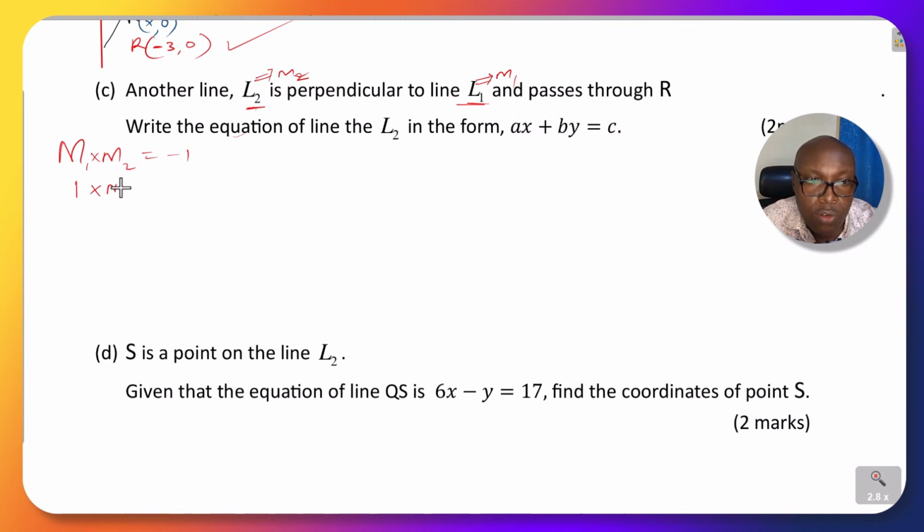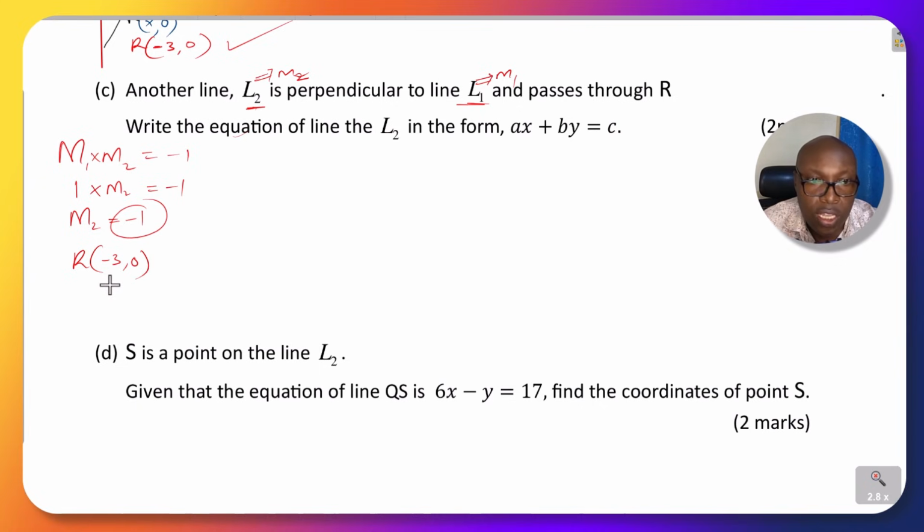Then the gradient of L2, M2, should give negative 1. So we can get the gradient of line 2 to be negative 1. You already have the gradient of L2 to be negative 1, and it passes through R. So we have R, which is negative 3, 0.